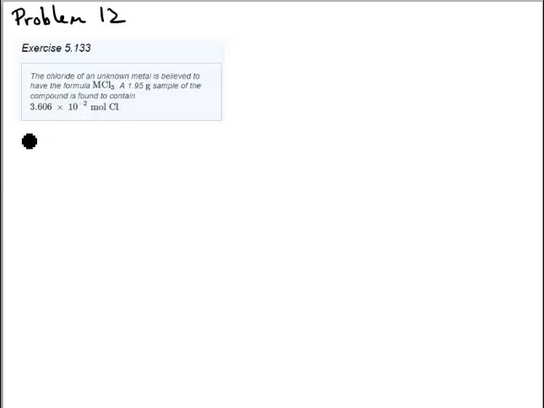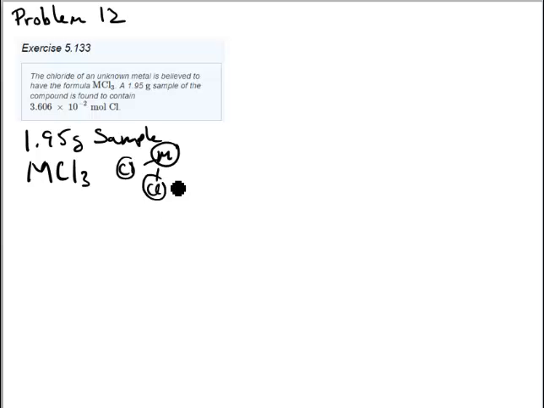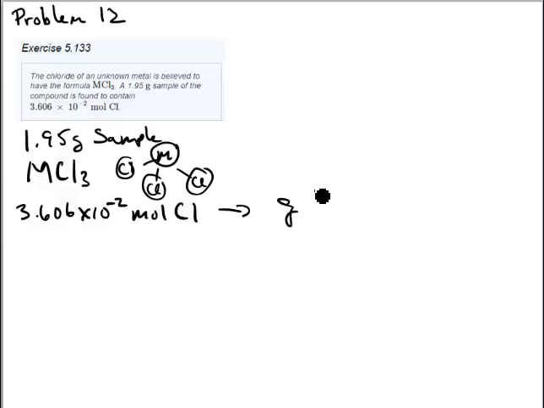So, as always, when you really don't understand, let's gather what we know. What we know is that we have a 1.95 gram sample, and we know it is MCl3, so it's going to be unknown M, and then we have these chlorines. And what we do know is that we have 3.606 times 10 to the minus 2 moles of chlorine. Now, when we do that, look at that. We can go to grams of chlorine, right? Whenever you have moles, you can go to grams.